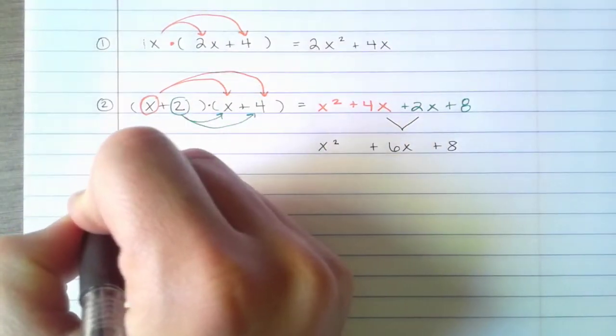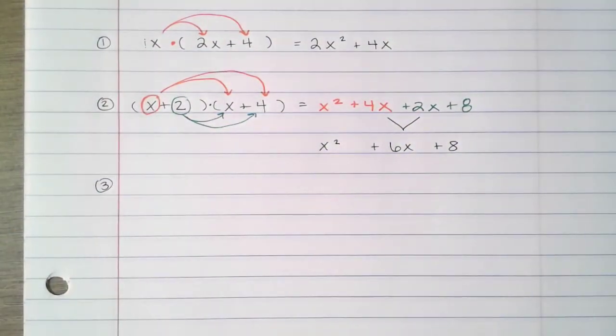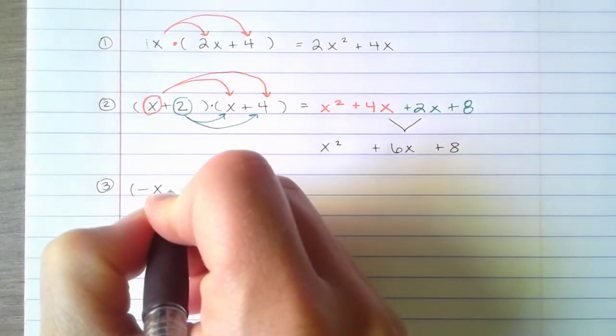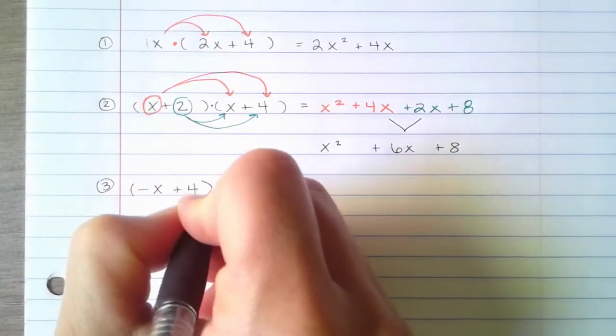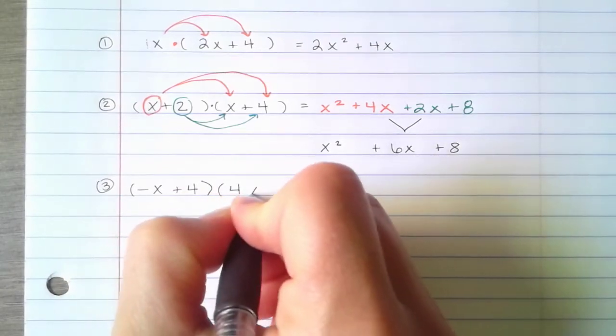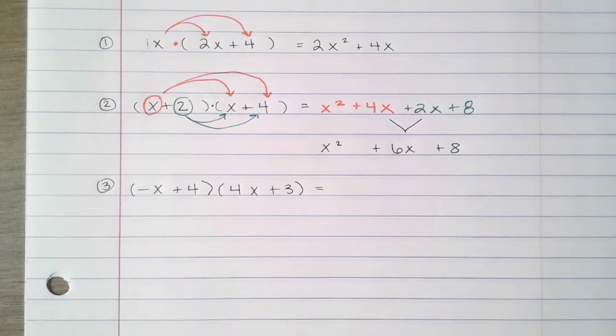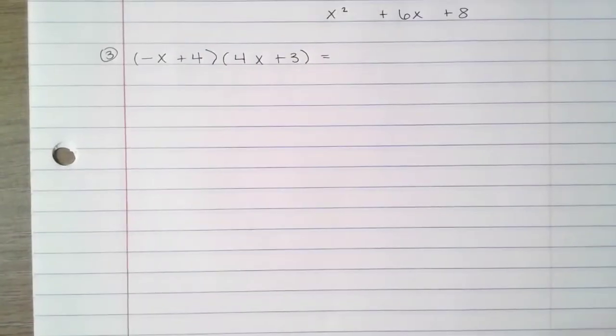Let's do a third example. Negative x plus 4 times 4x plus 3. All right, so we are going to distribute. I'll cross that out so that we have a nice place to look at.